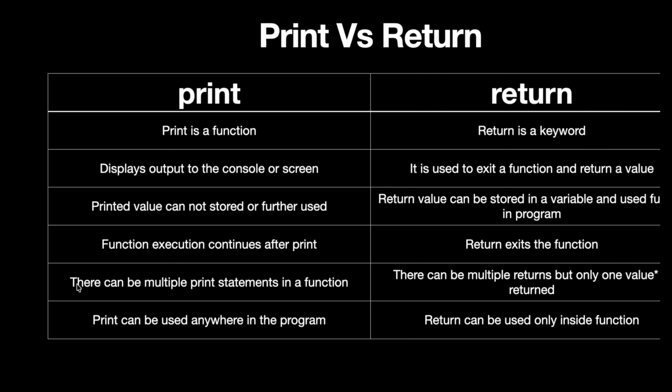The next difference is that there can be multiple print statements in a function, but only one value is returned. There can be multiple returns, but only one value is returned, and I am going to show you that right away. I have already shown that there can be multiple print statements in a function, and all of those are executed depending upon the condition. Even if there are multiple returns, ideally there should not be, but if you are doing conditionals like if else, then there can be multiple return statements, but again only one of them will be returned, and that is why I have put a star mark here.